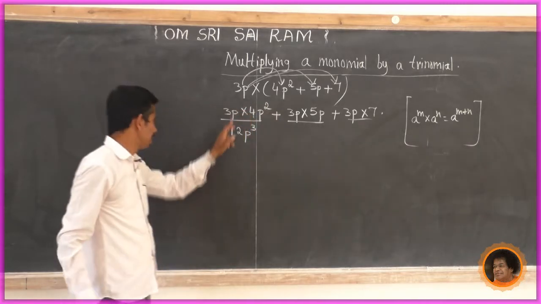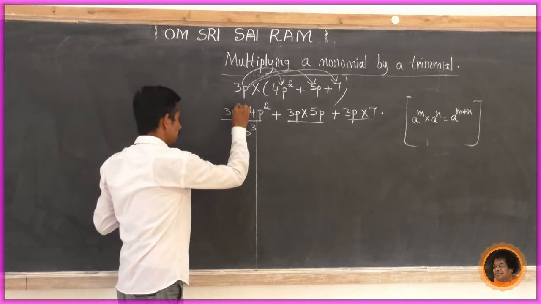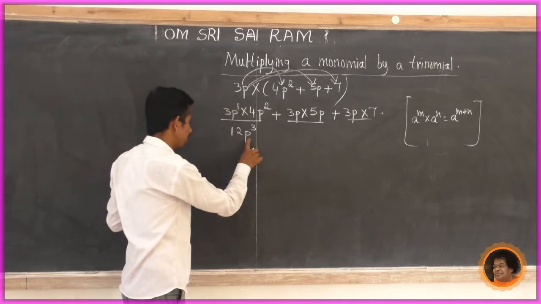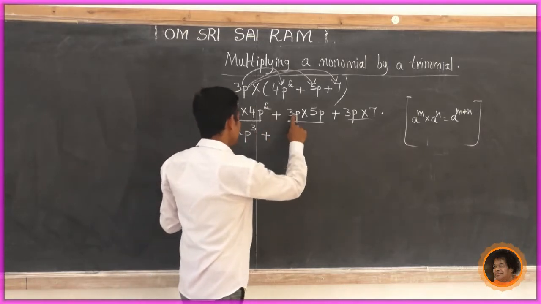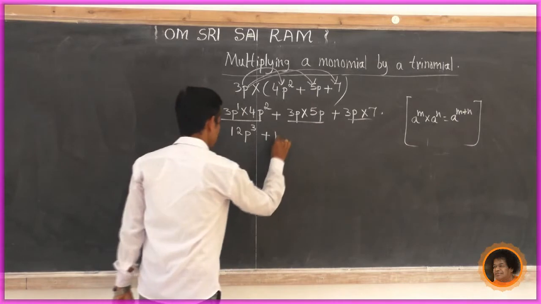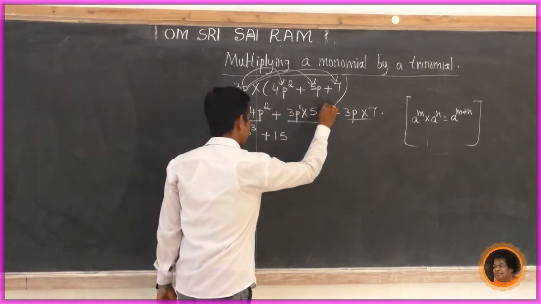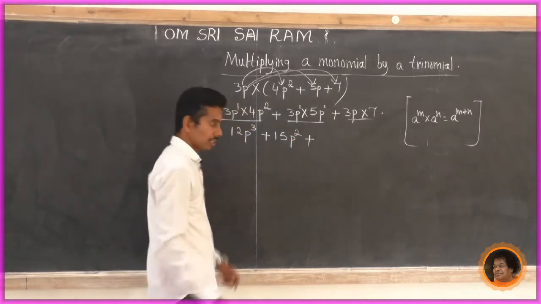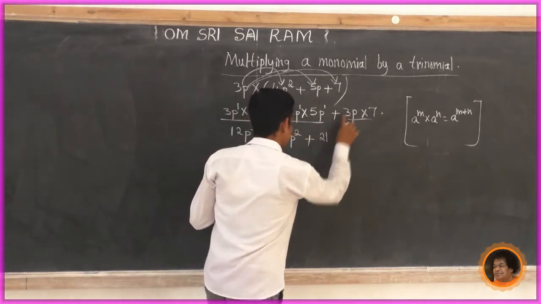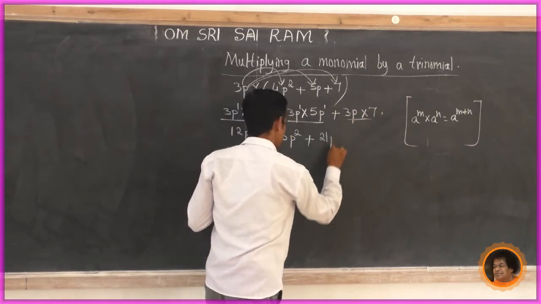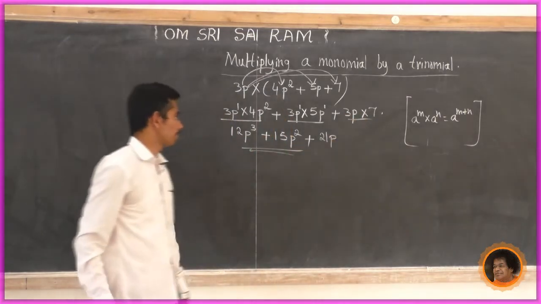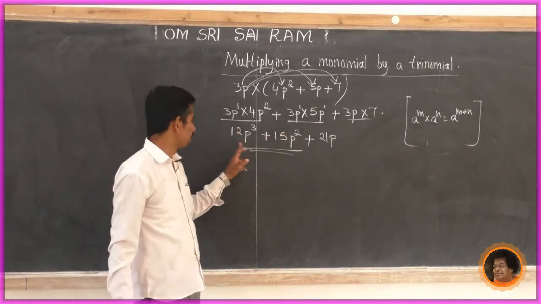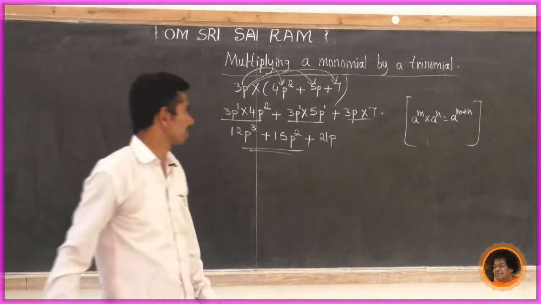We can directly write p to the power 1 into p squared, 2 plus 1, that is 3. So 12p cube plus 3 into 5, 3 fives are 15, so 15. Now p to the power 1 and p to the power 1: 1 plus 1, 2, so p squared, plus 3 into 7, 21. 21 into p is 21p. So what is the product of 3p into 4p squared plus 5p plus 7? The product is 12p cube plus 15p squared plus 21p.